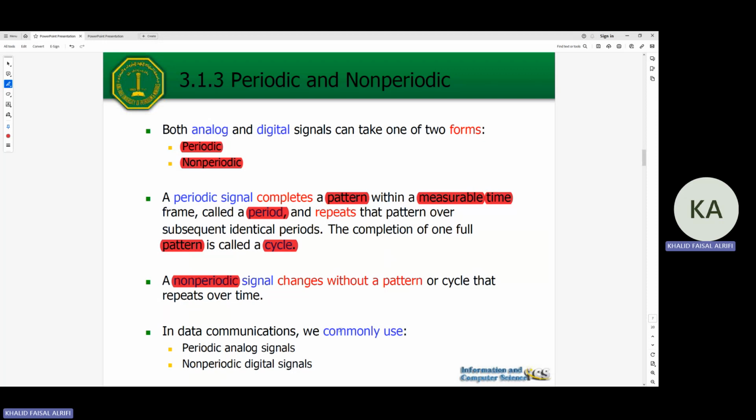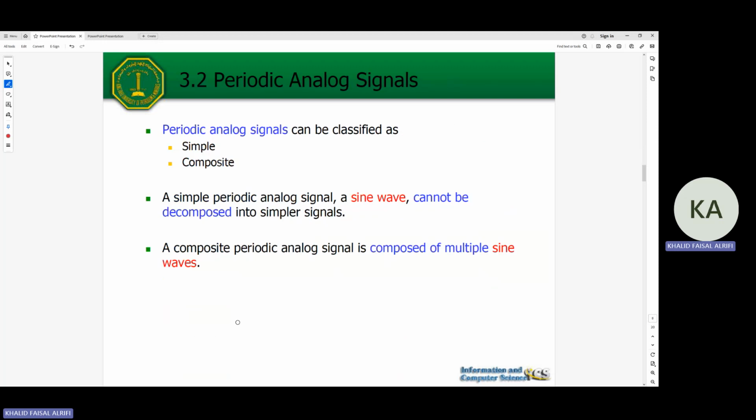Usually in data communication, we use periodic analog signals and non-periodic digital signals. It's a common practice. Periodic analog signals are classified as simple and composite. Simple means only a single wave, but composite means more than one wave. A simple periodic analog signal, a sine wave, cannot be decomposed because it is only one wave. Unlike the composite, which can be decomposed because it consists of more than one sine wave.